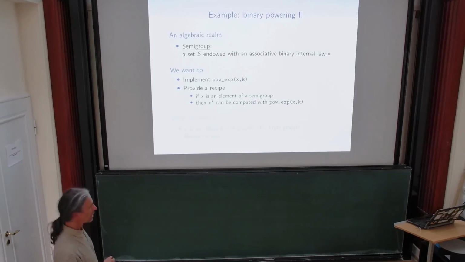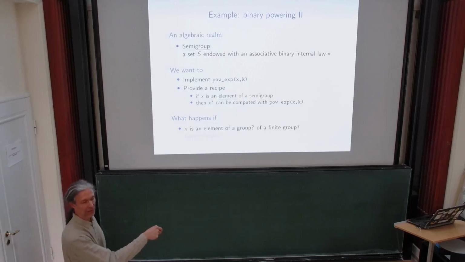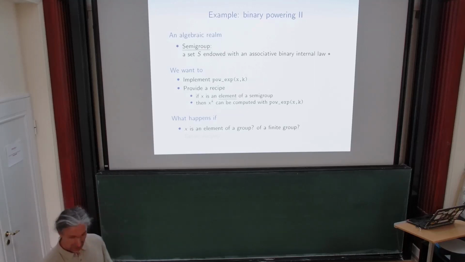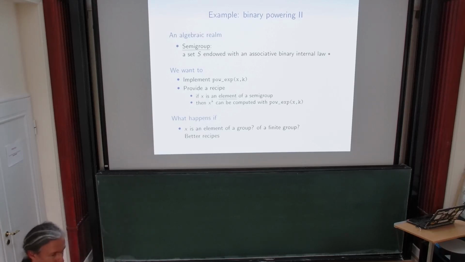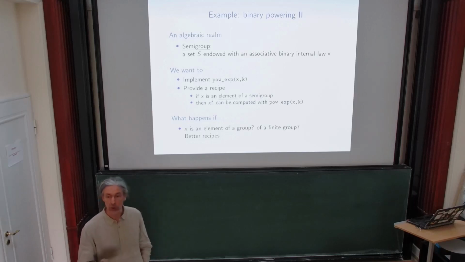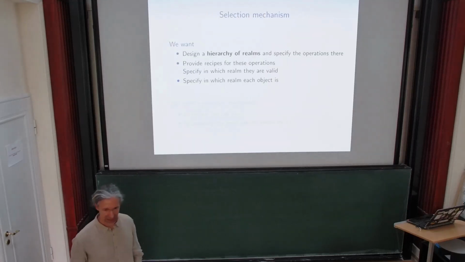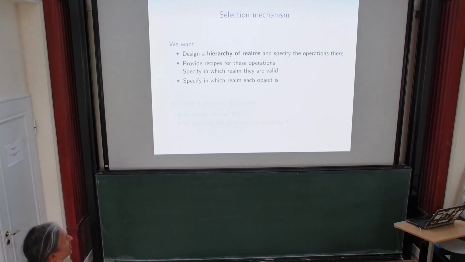Okay. But then, of course, sometimes you will want to compute x to the power k, where x is not just an element of a semigroup, but an element of a group or a finite group. And then there exist better recipes. You can go faster, right? So we want to be able to provide several recipes and have the system choose the best one, depending on what kind of object I'm manipulating. All right. Good. So if we generalize this, what do we want to have? We want the system to be able to design a hierarchy of realms: semigroups, groups, etc.